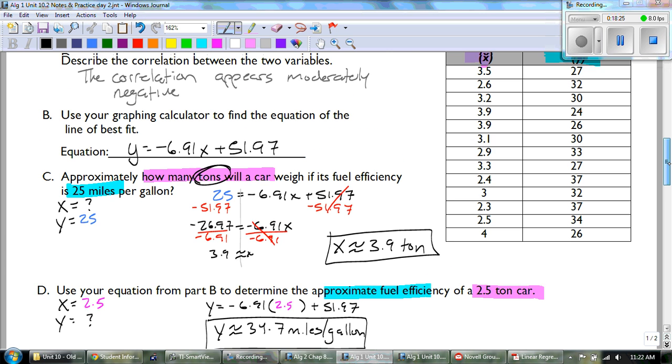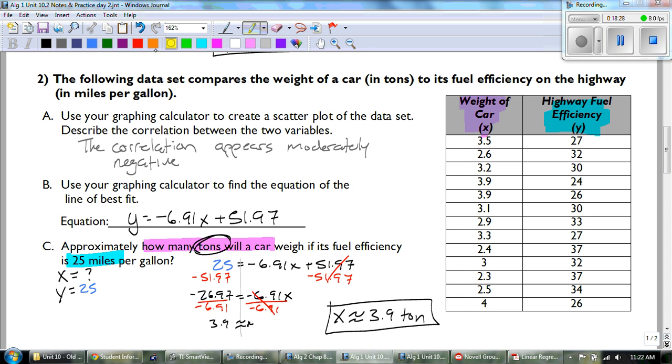If you're like, oh, Mr. Grice, I didn't know that, I'm going to be like, well, you didn't read the problem, because it says it right there.